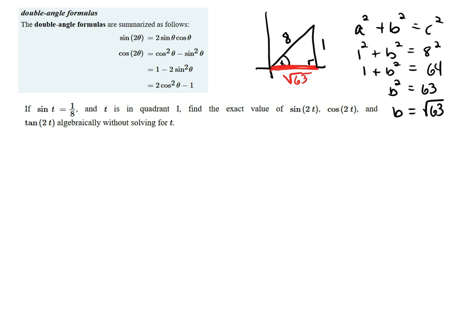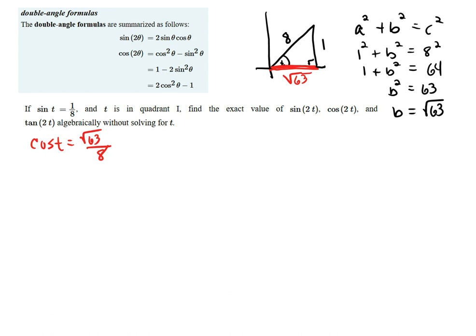And so now, since the sine of t is 1/8, I now know that the cosine of t is the adjacent over the hypotenuse, which would be the square root of 63 over 8. Okay, and that's not a very good square root of 63.